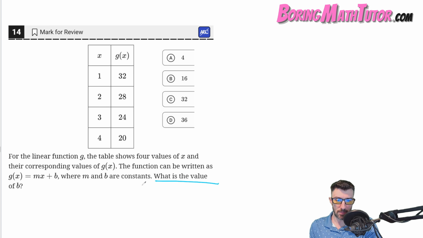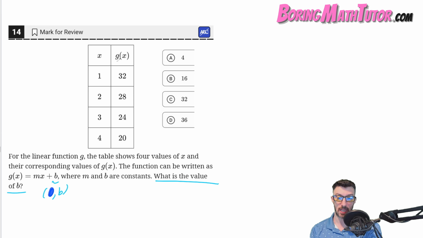If you just skip to the very end here, they're asking you what is the value of b, but they're also telling you that we're using mx plus b. Now, b is always the y-intercept, and the y-intercept always means that the x is 0. That's really the key to the problem. The key to the problem is that x must be 0.